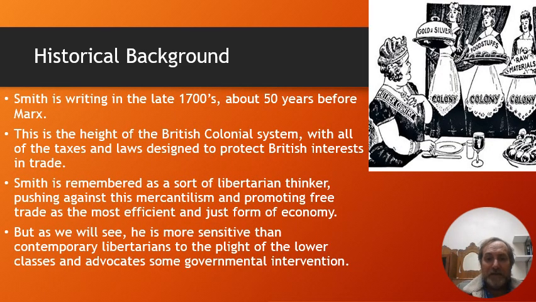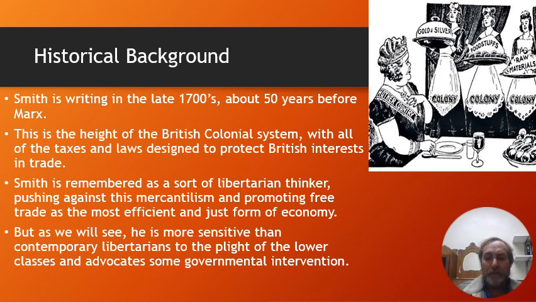Smith was writing in the late 1700s, so he's about 50 years before. And this is sort of the height of the British colonial system. This is the time of the American Revolution and before. You'll recall, right, that the British were involved in a great deal of restriction on trade and where ships could come to port and so on, in order to make sure that they were getting all the benefits of this colonial economy and that people were paying their taxes and everything was flowing back to the British.